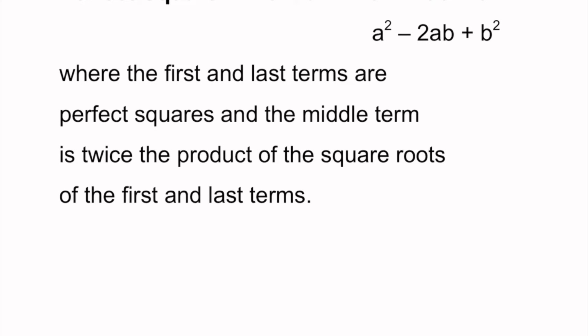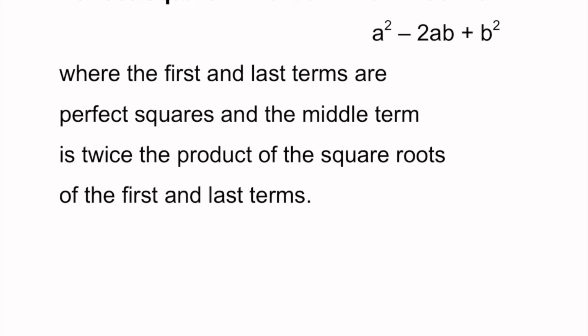So perfect square, remember, is a number or term that can be square rooted so that you don't get a decimal number. So for example, 9 is a perfect square. If you square root it, you get 3. 25 is a perfect square. If you square root it, you get 5. X squared is a perfect square because if you square root it, you get x. Okay? So perfect square trinomials.